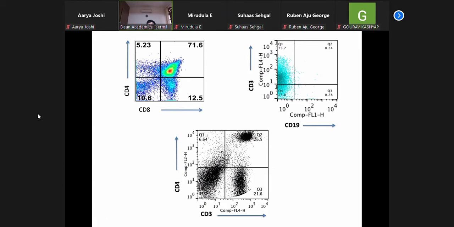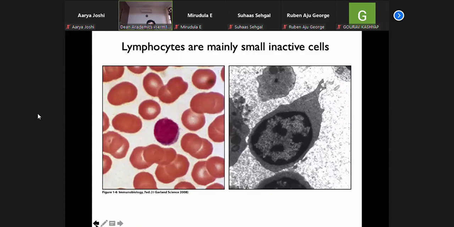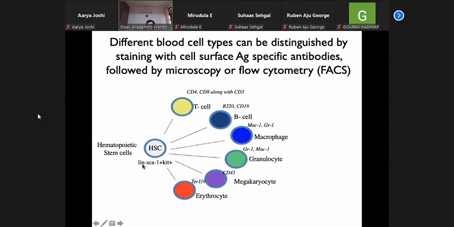Okay, so for example, in one of these things, I said lin negative. Lin negative means, for example, if you use an anti-lineage antibody cocktail, these cells will not come in any of those gates. Okay, so they will not be expressing lin, but they will be positive for SCA1 and they will be positive for KIT. Now, what are these markers? These markers are expressed on differentiating hematopoietic cells.